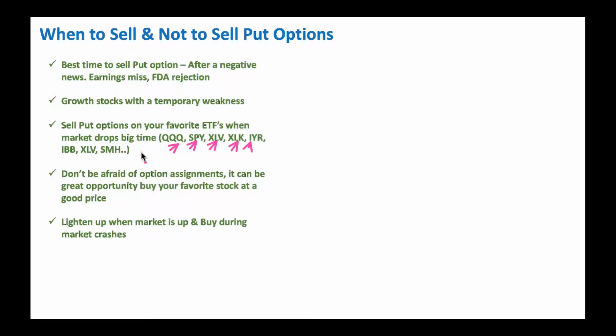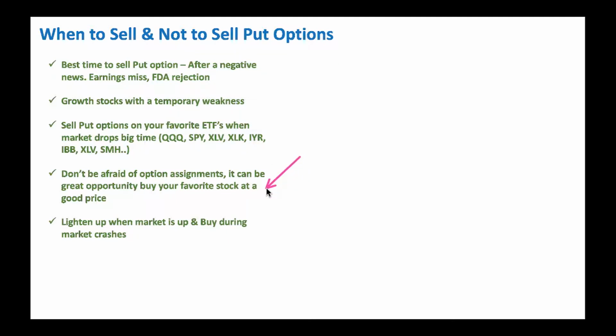You could sell put options on these favorite ETFs, and you don't need to worry too much because these are a basket of stocks. When these come down, like yesterday as an example, or Friday, that's when you can make a lot of money selling put options way below the current price, and you are pretty much safe because you have sold it way below. And don't be afraid of option assignments. It can be a great opportunity.